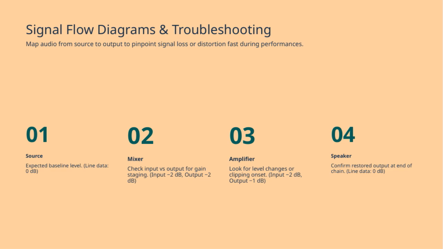The overall goal of these steps, especially when using signal flow diagrams, is to map the audio from the source all the way to the output. This process allows us to quickly pinpoint where signal loss or distortion might be happening, which is essential during live performances to troubleshoot efficiently and keep everything sounding clear and balanced.